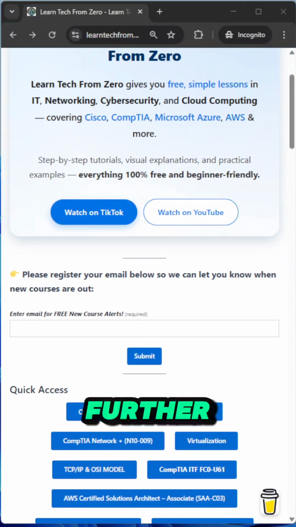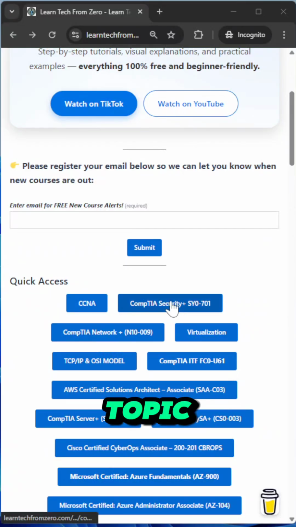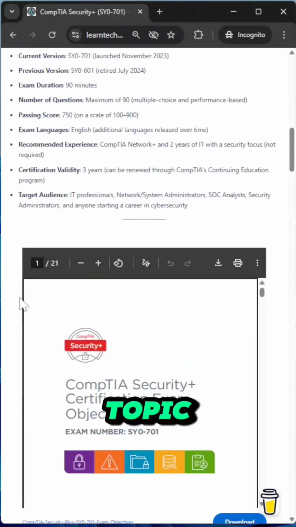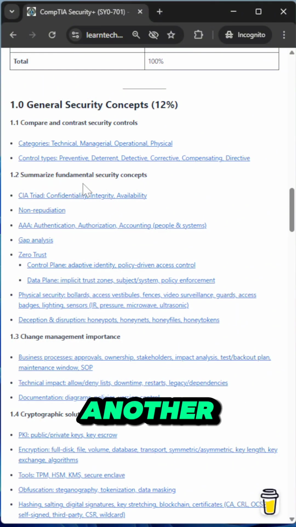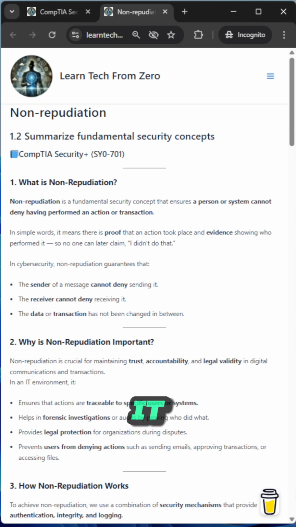Today we will be covering further CompTIA Security Plus topic. So let's begin with today's topic, which is non-repudiation. Today we'll be covering another security concept, which is non-repudiation. We'll try to keep it as simple as possible.